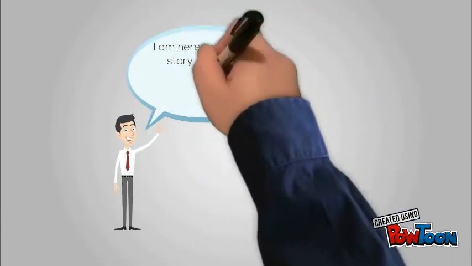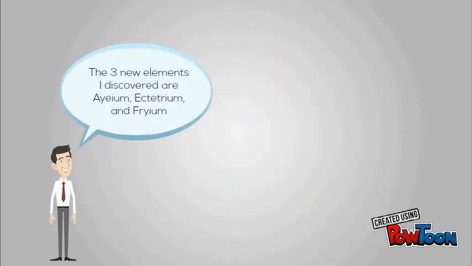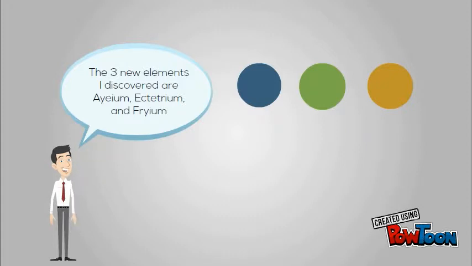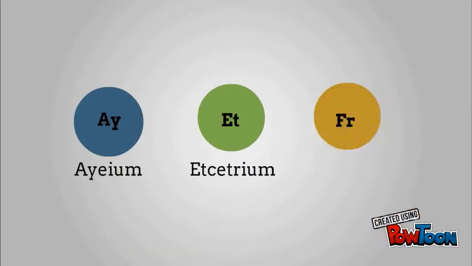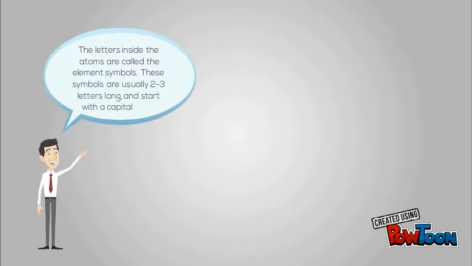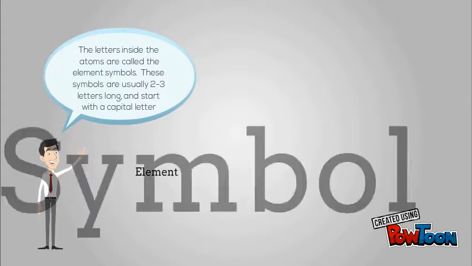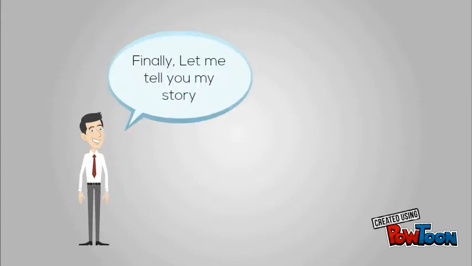I am here to tell you my story on how I discovered three brand new elements. The three new elements I discovered are iridium, yttrium, and fryium. The letters inside the atoms are called the element symbols. These symbols are usually 2 to 3 letters long and start with a capital letter. Finally, let me tell you my story.